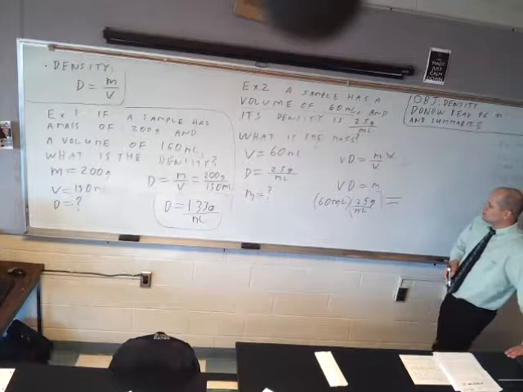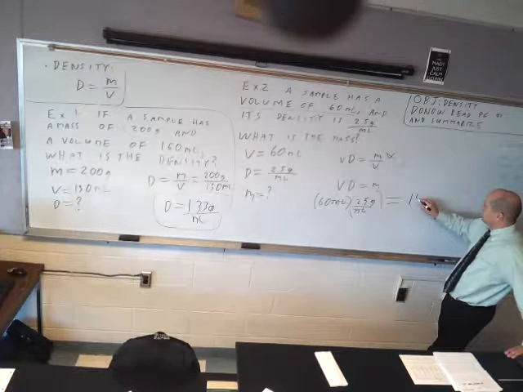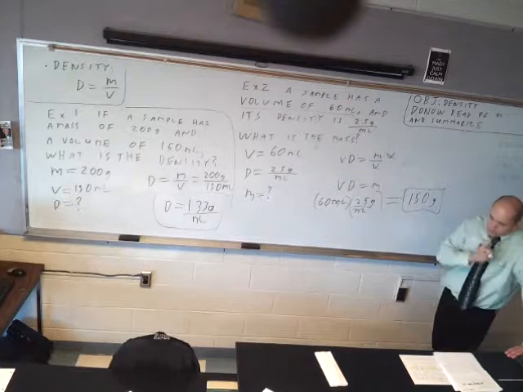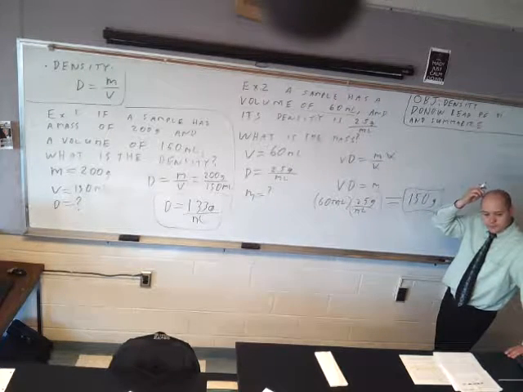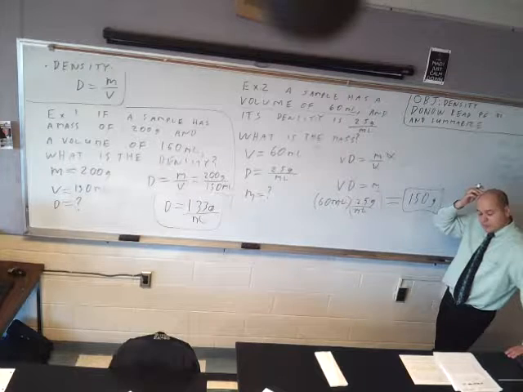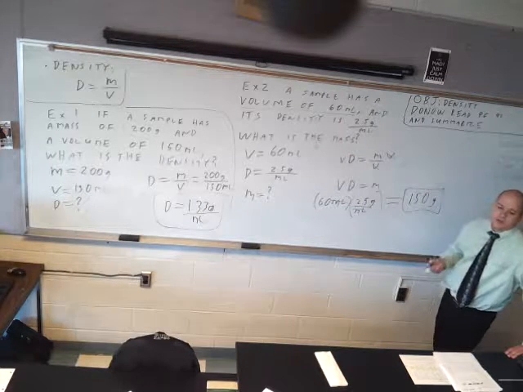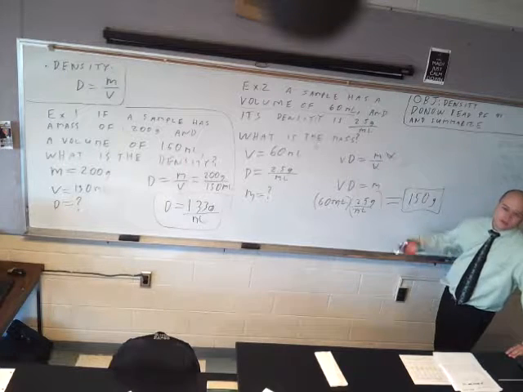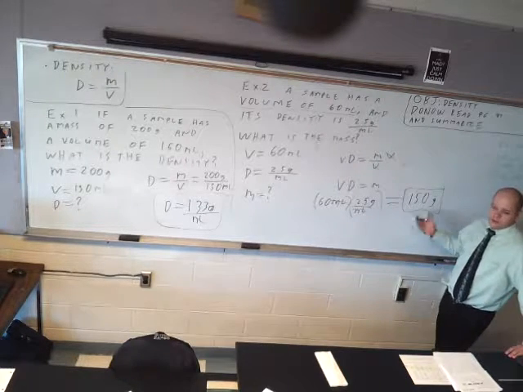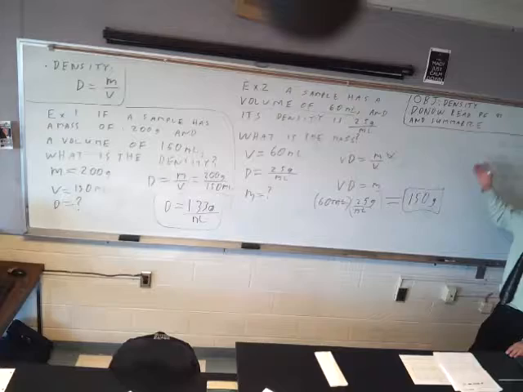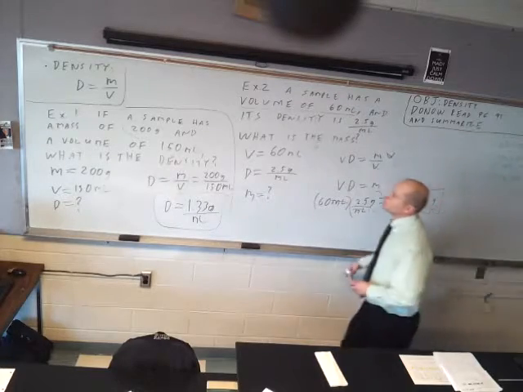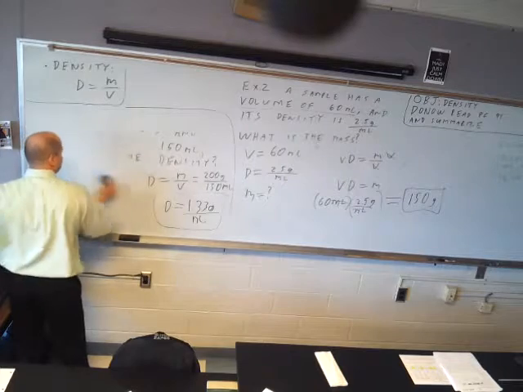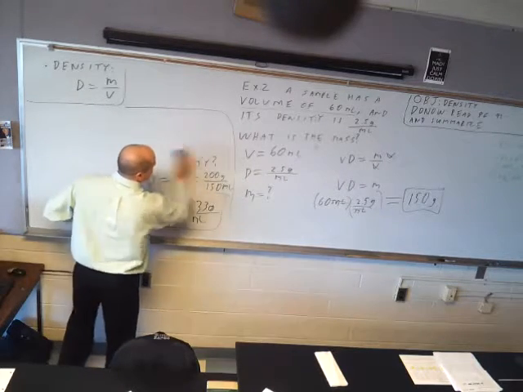And what's 60 times 2.5? 150 grams. Questions on that? So for density, sometimes you can do it in your head and figure out what the mass is going to be. But for more complicated problems where we have 4 variables and so on, you're going to need to be able to do the algebra. So you want to do this process every time. All right, let's do one more. Let's do one where we got to solve for volume, and then that'll be it.